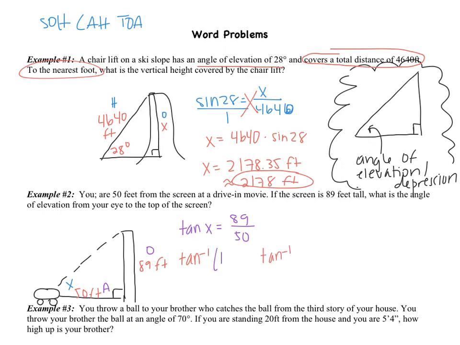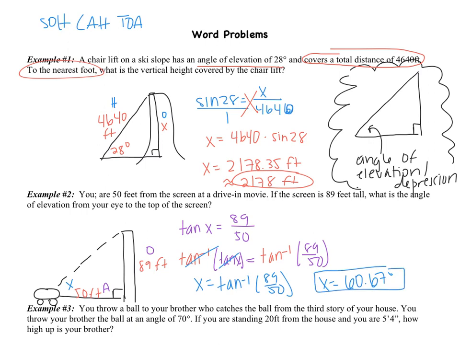So I'm going to take the inverse tangent of x, and then I'm going to take the inverse tangent of 89 over 50. The reason that I do this is because inverse tangent and tangent cancel each other out. So I get x is equal to the inverse tangent of 89 over 50. When I do that, I get the angle of elevation to be 60.67 degrees.